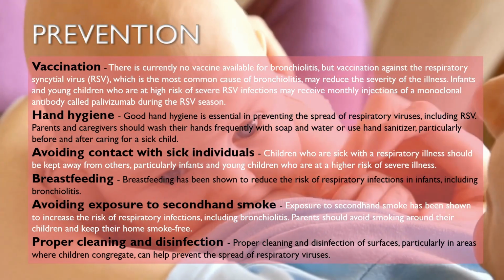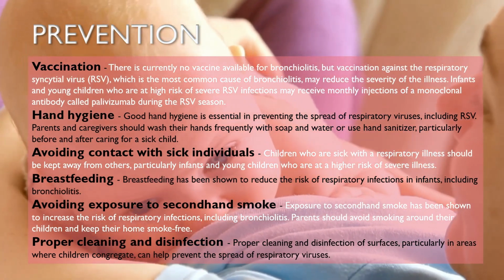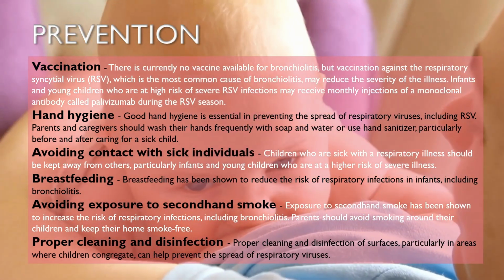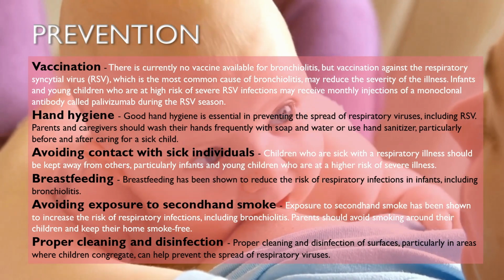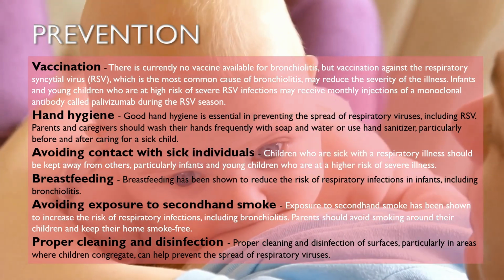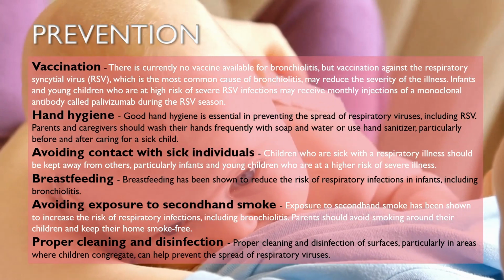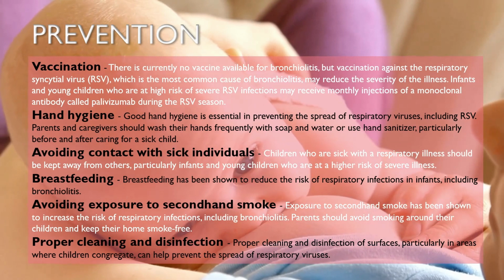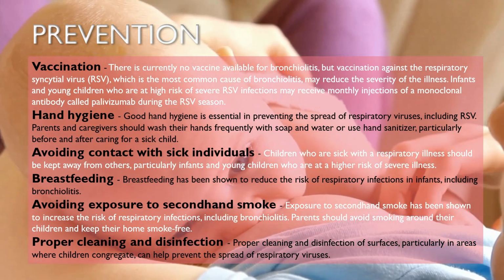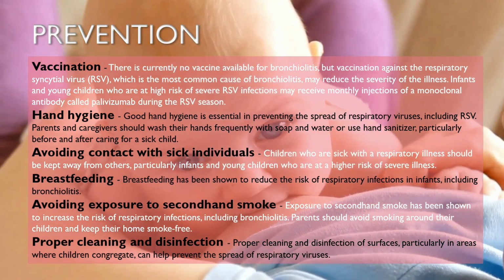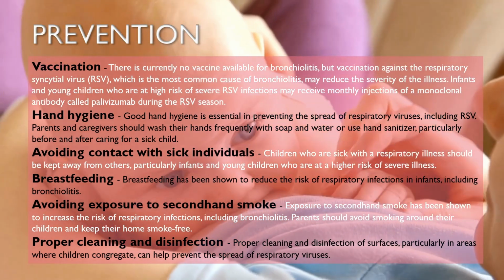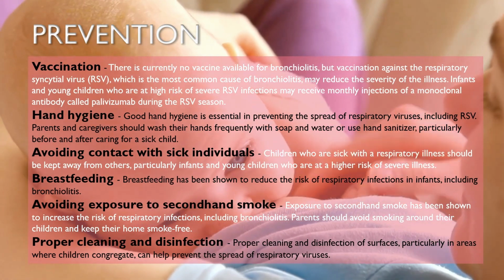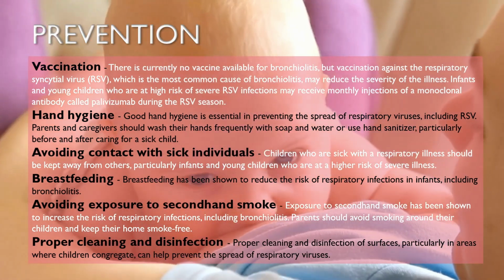4. Breastfeeding. Breastfeeding has been shown to reduce the risk of respiratory infections in infants, including bronchiolitis. 5. Avoiding exposure to secondhand smoke. Exposure to secondhand smoke has been shown to increase the risk of respiratory infections, including bronchiolitis. Parents should avoid smoking around their children and keep their home smoke-free. 6. Proper cleaning and disinfection. Proper cleaning and disinfection of surfaces, particularly in areas where children congregate, can help prevent the spread of respiratory viruses.